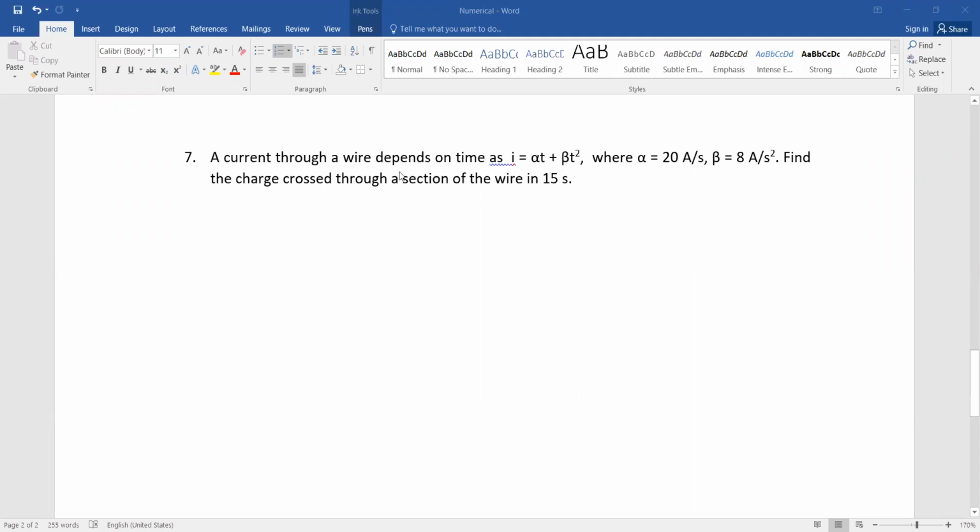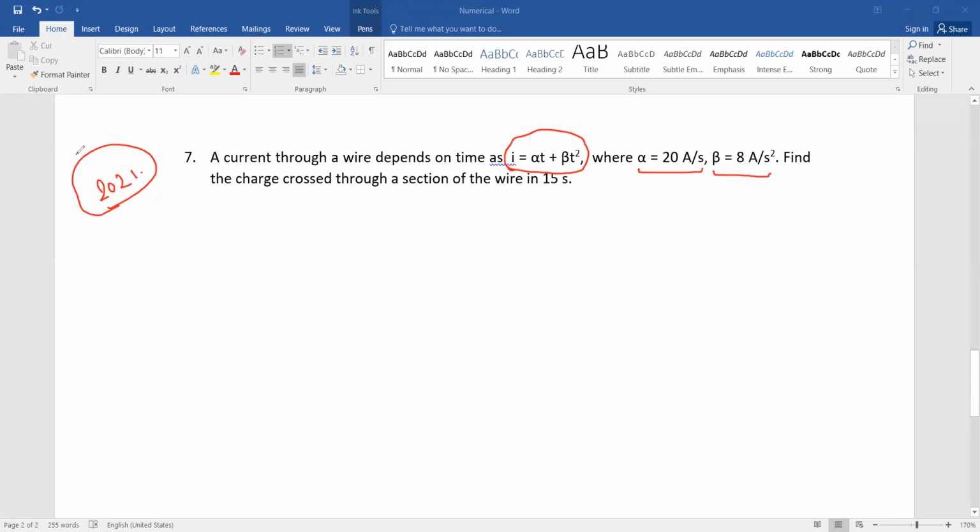So here also we are going to discuss another numerical problem which was asked in JEE Mains 2021. Let me read the question first and then we will analyze and solve it. A current through a wire depends on time as I = alpha t plus beta t square. Alpha is 20 ampere per second and beta is 8 amperes per second square.